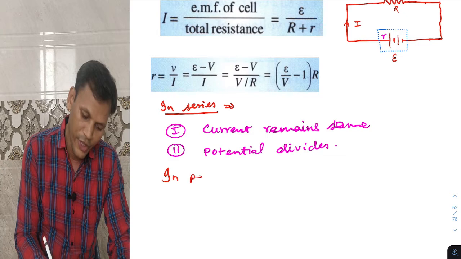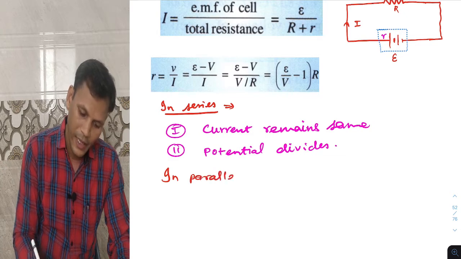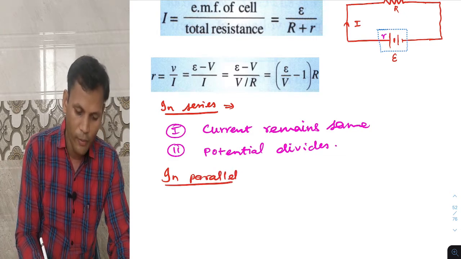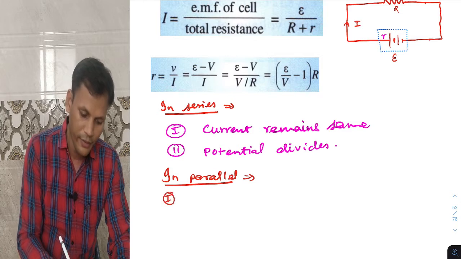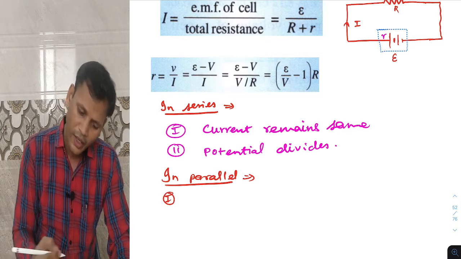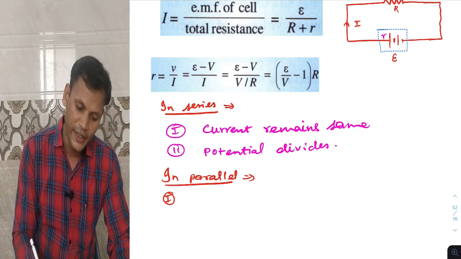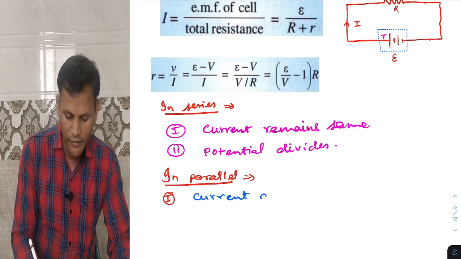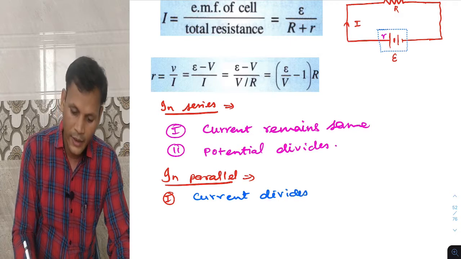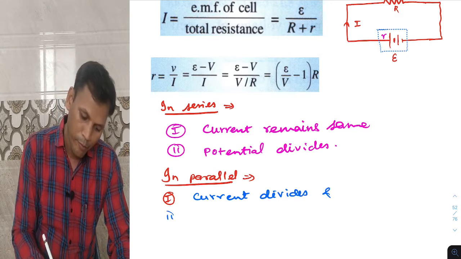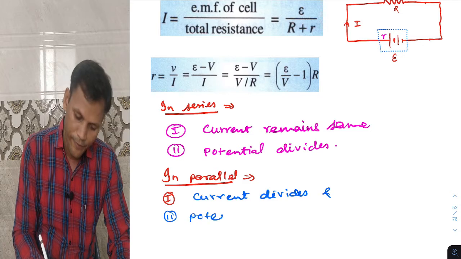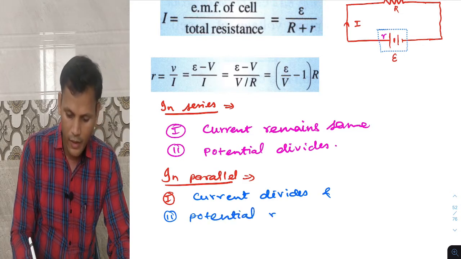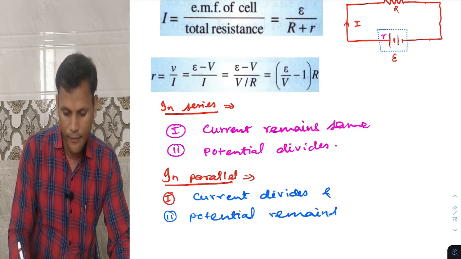In parallel combination, we will have the opposite of this: current divides and potential remains the same.